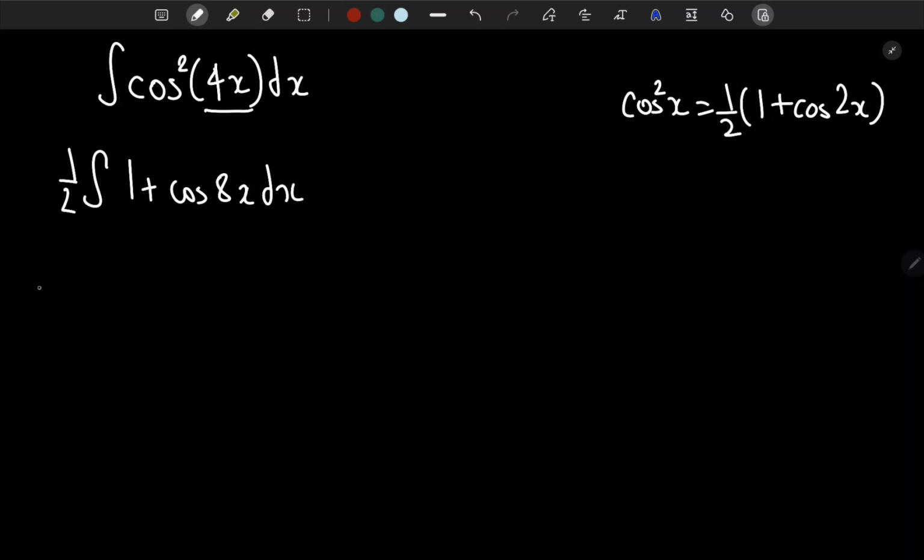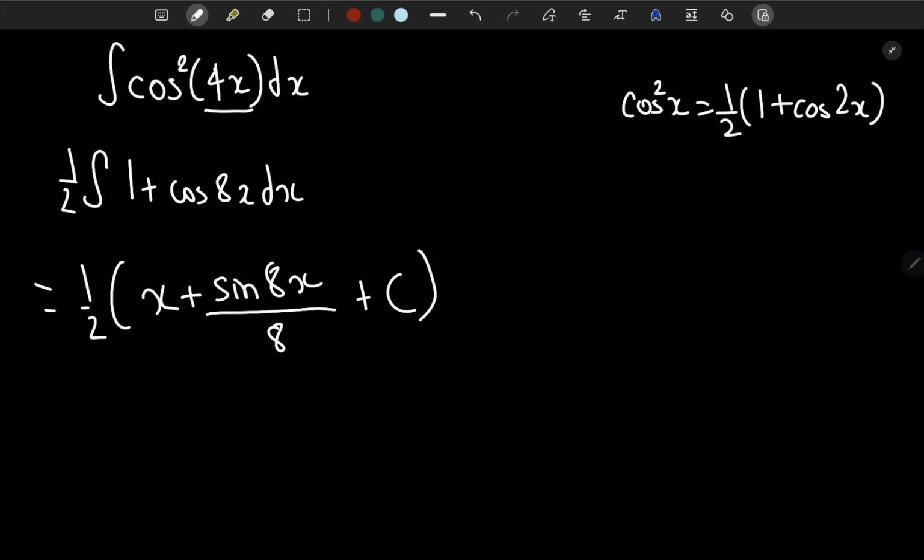So now we just integrate this, so it's going to be half into x plus sine 8x over 8 plus c, and we can simplify this now: half x plus sine 8x over 16 plus c.